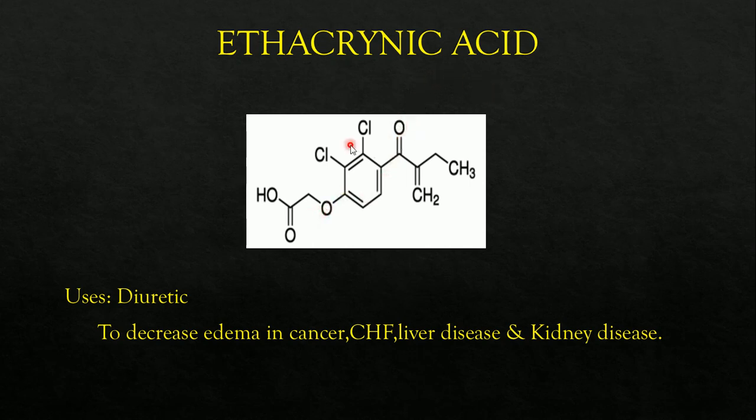So here acid indicates acetic acid is present at this position. This is a dichlorophenyl ring. To this dichlorophenyl ring, acetic acid is present at this position with oxygen bridge, and here this side ethyl group and acrylic group both are linked to the dichlorophenyl ring with carbonyl group. Uses are it is a diuretic to decrease edema in cancer, congestive heart failure, liver disease and kidney disease.